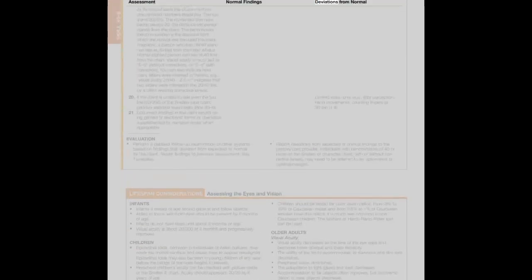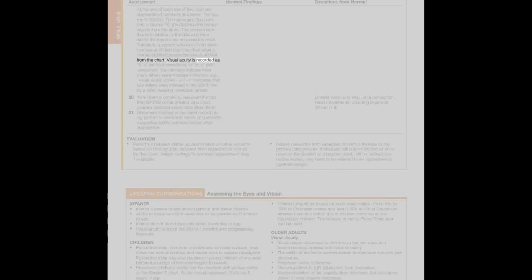Assessment: normal findings, deviations from normal. At the end of each line of the chart are standardized numbers, fractions. The top line is 20/200. The numerator, top number, is always 20, the distance the person stands from the chart. The denominator, bottom number, is the distance from which the normal eye can read the chart. Therefore, a person who has 20/40ths vision can see at 20 feet from the chart what a normal-sighted person can see at 40 feet from the chart.